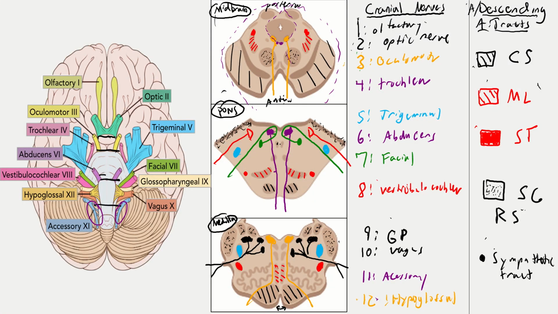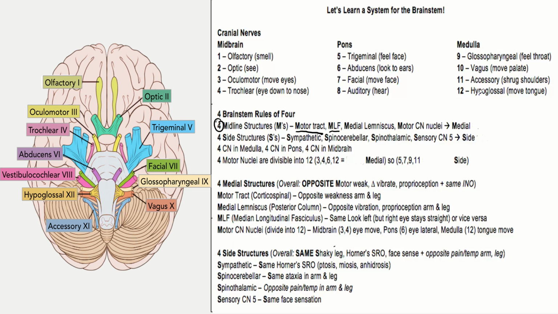MLF is mostly right here, probably right here as well. So that's what that does. And then there is your medial lemniscus, because that's more of a medial structure. It starts with M. And a lot of your motor cranial nerve nuclei are going to be medial as well.